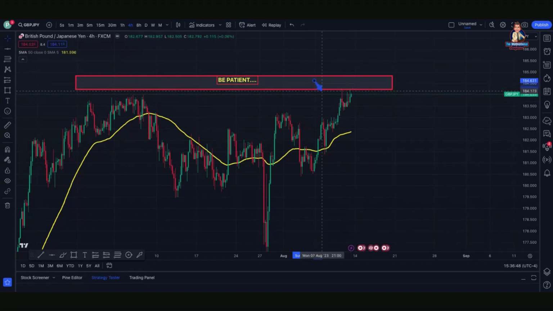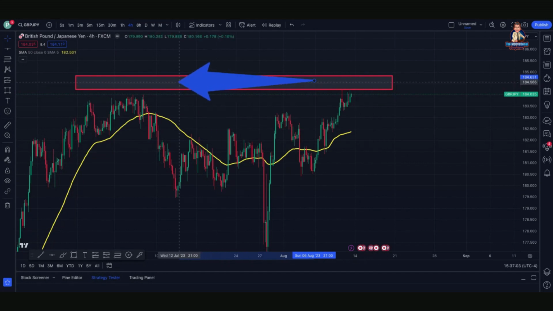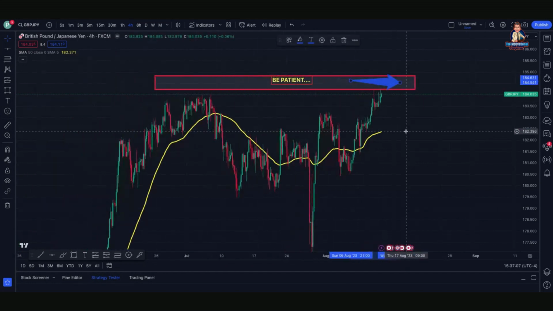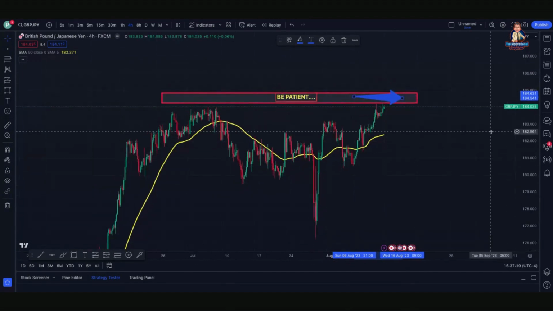This is a very strong area. Again, we don't have any sign that we've closed above. So anything in this box area, I'm looking to sell the pound with the Japanese yen. So I would set your alerts somewhere in this area, okay? And I would look to sell up here.